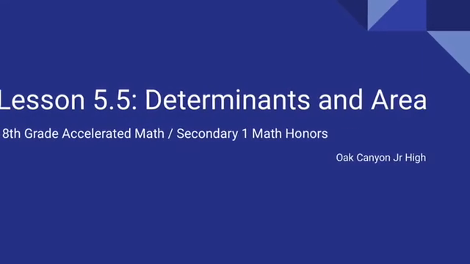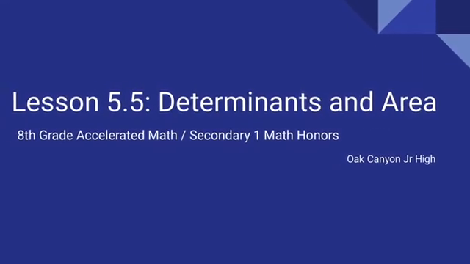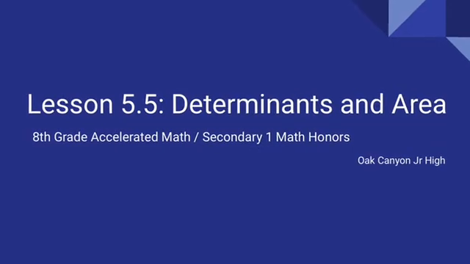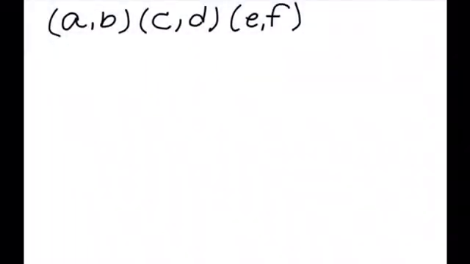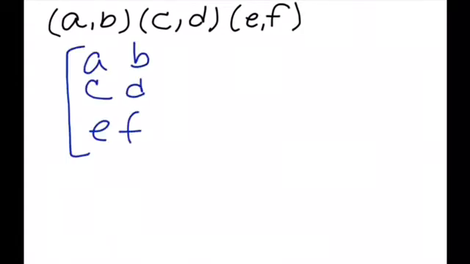In this video we are going to learn how to use the determinant to find the area of a triangle. If you have a triangle that has the coordinates of three ordered pairs, (A, B), (C, D), and (E, F), we can write that as a matrix. So we're going to start our matrix by listing the ordered pairs: the first ordered pair, the second ordered pair, and the third ordered pair. So you write it in that order.